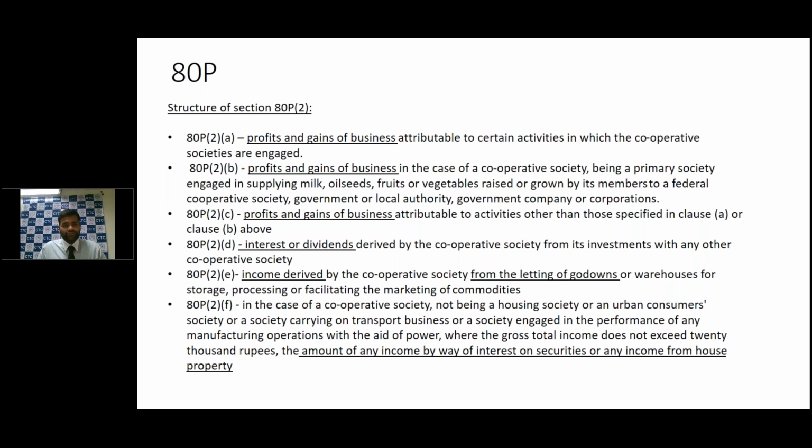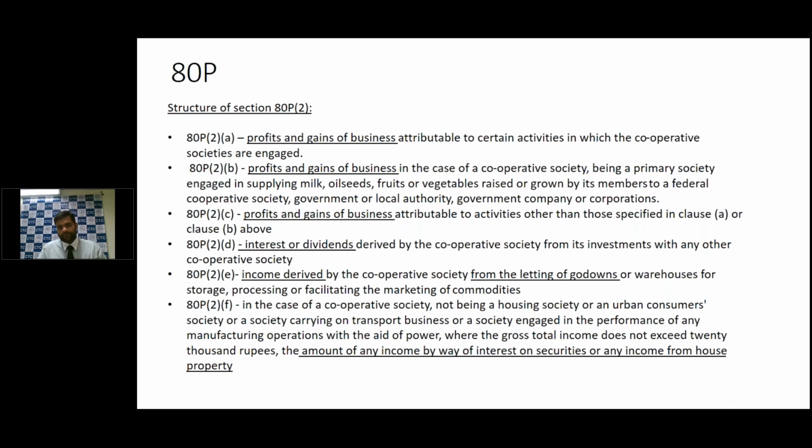80P2B deals with profits and gains of business in case of a cooperative society being a primary society engaged in supplying milk, oilseed, fruits, or vegetables raised or grown by its members, either to a federal cooperative society, government or local authority, or government company. Clause C deals with profits and gains of business attributable to activities other than those specified in clause A and clause B above. So if the society is carrying on certain business, and if the business activity is different from what has been specified in clause A and clause B, then they can claim deduction under clause C subject to certain limits which are prescribed.